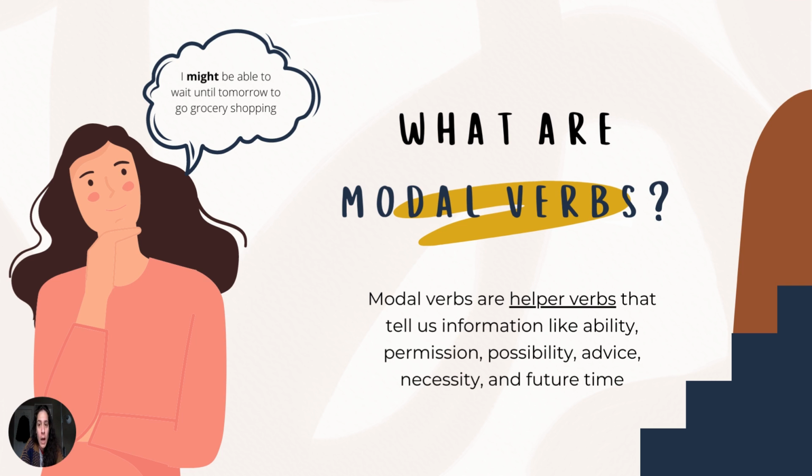Advice. So we tell each other, hey, I think you should do this, or I don't think you should do that. We give advice. Necessity. So the things that we need to do for a certain reason. And then future. So how we talk about the future. An example here, we can see this lady is saying, I might be able to wait until tomorrow to go grocery shopping. Another way that we can say this is, it is possible for me to be able to wait until tomorrow to go grocery shopping.